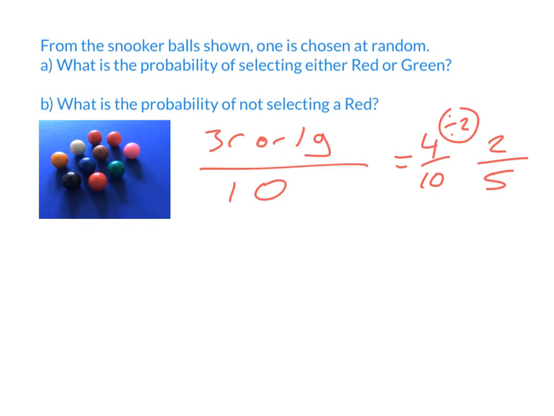Part B asks, what is the probability of not selecting a red? Well, if there are 3 reds, that means that there must be 7 that are not red. So it's just 7 out of 10.